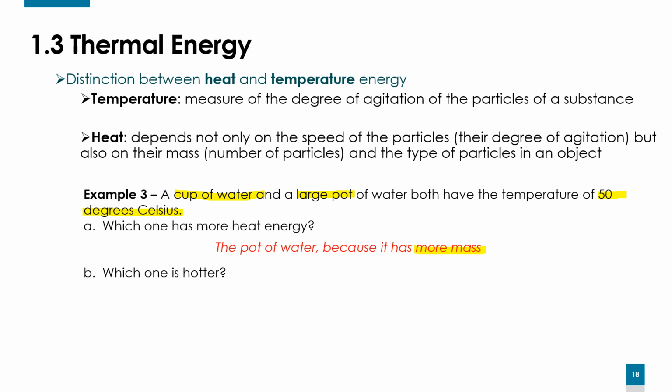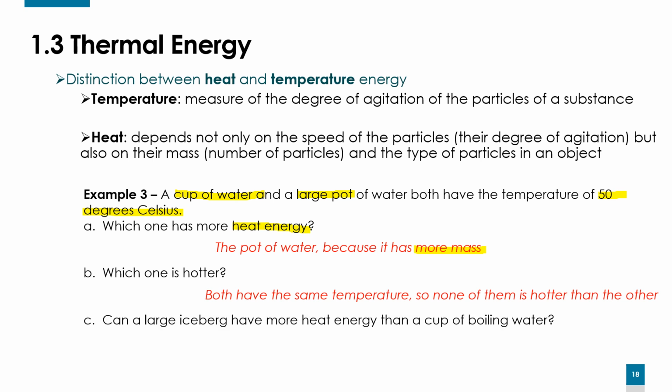What about which one is hotter? Which one has higher temperature? Yes, none of them. Why? Both have the same temperature. So none of them is hotter than the other because the temperatures are the same. What's changed? The heat energy. The heat energy inside is higher in the large pot because it has more mass.